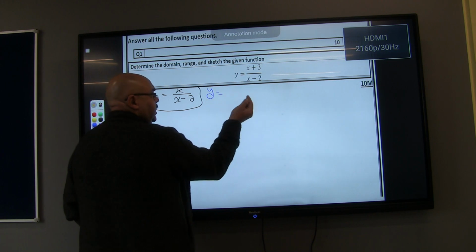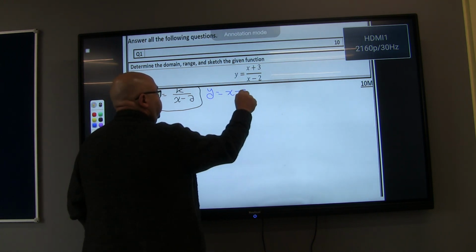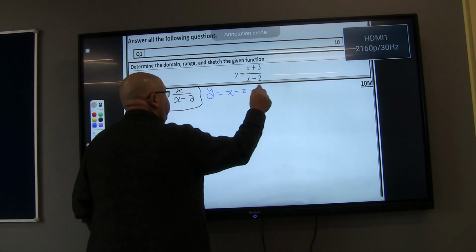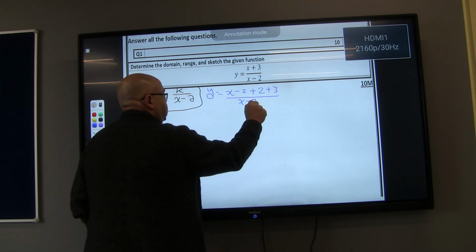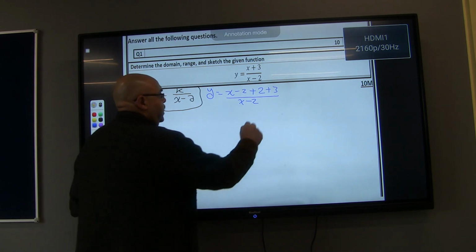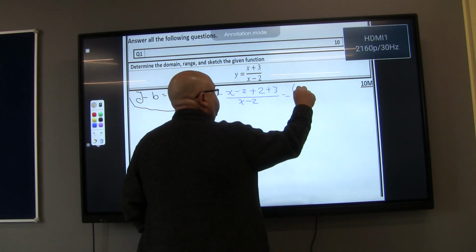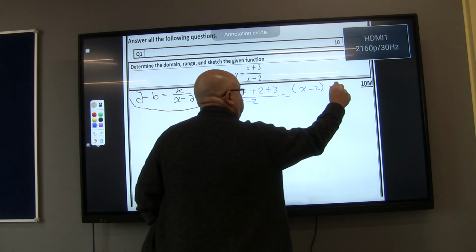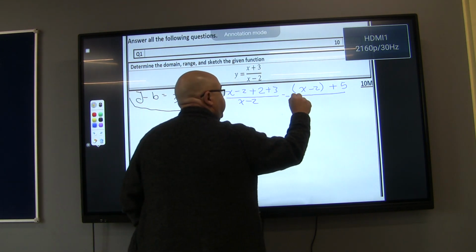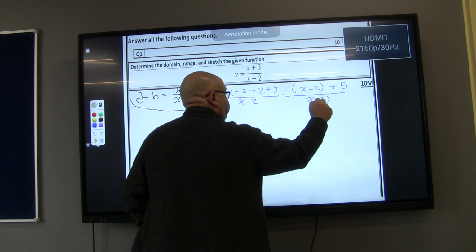All we have to do, as you know, is subtract negative 2 and add positive 2 plus 3, divided by x minus 2, as the first step. The second step, try to isolate the denominator from the numerator, so it's going to be x minus 2 plus 5, all of them divided by x minus 2.